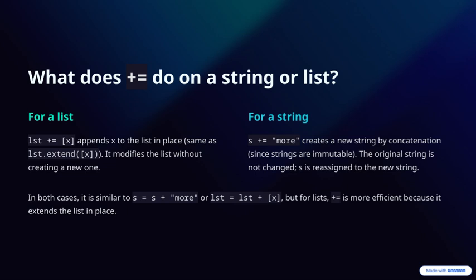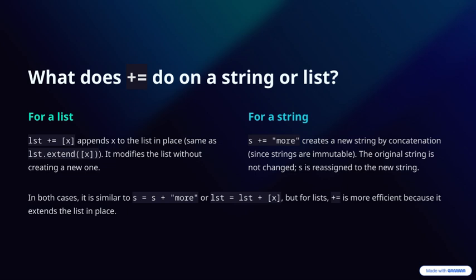But when it comes to lists, using += is a bit different. It actually extends the list in place, meaning it doesn't create a new list. Instead, it modifies the existing list directly, which is more efficient. This is similar to what happens with lst.extend(x). It adds the element directly to the list without making a copy.